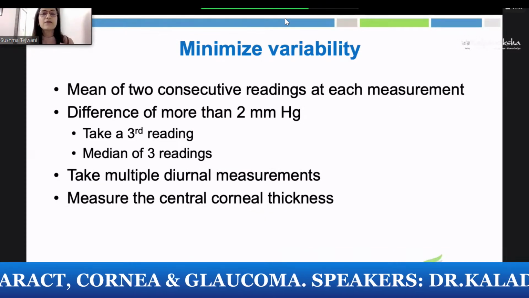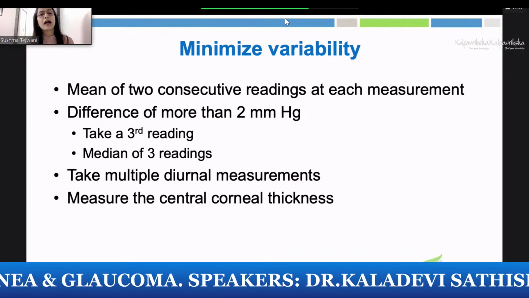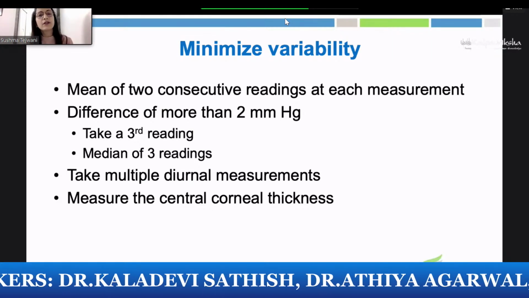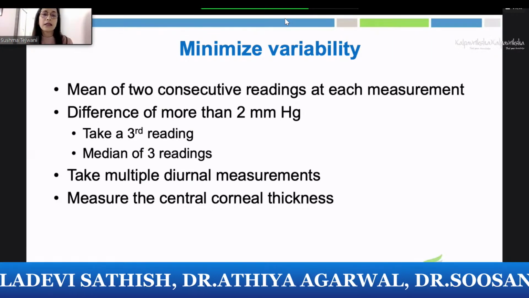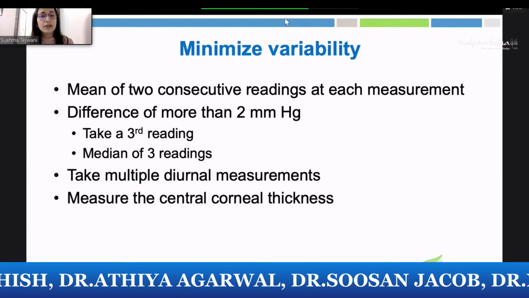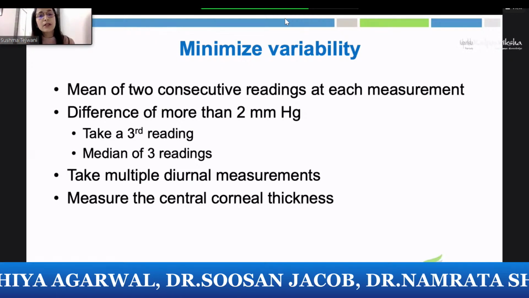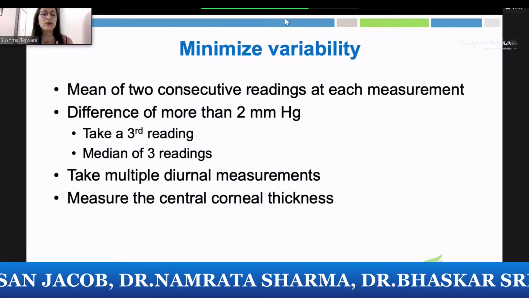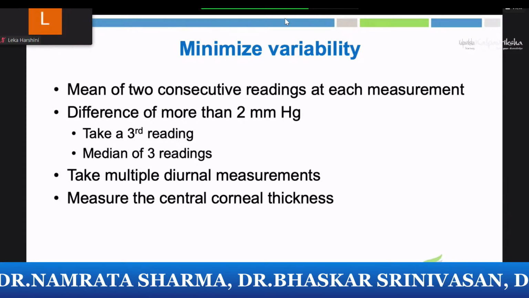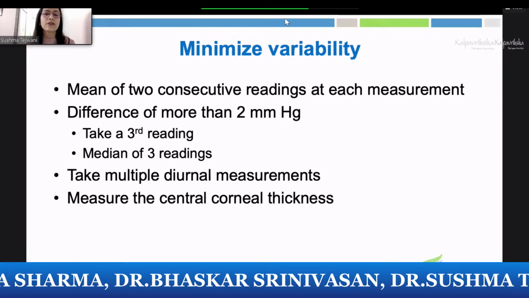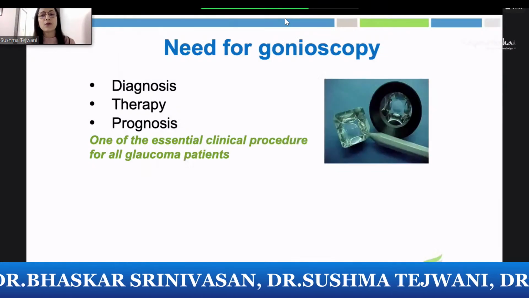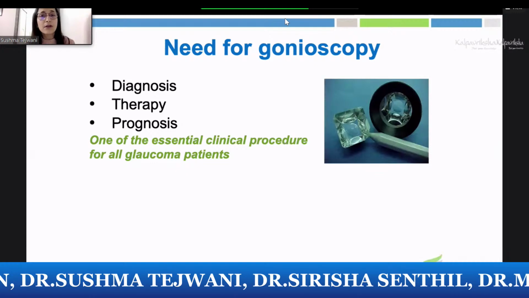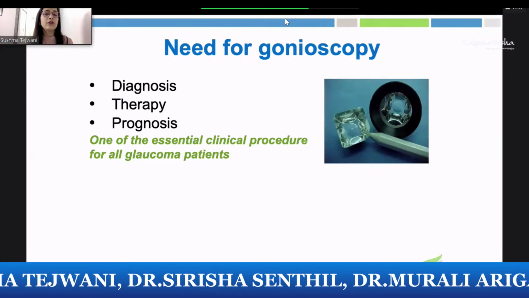So to minimize the variability in measurement, we have to take a mean of 2 consecutive readings at each measurement. And if the difference is more than 2, we may consider taking a 3rd reading with a median of 3 readings. It is also important to take multiple diurnal measurements because it's a dynamic value. It's not constant. And we also need to understand the influence of central corneal thickness. So that is important in measurement. Coming to gonioscopy, well, gonioscopy is important not only for diagnosis.